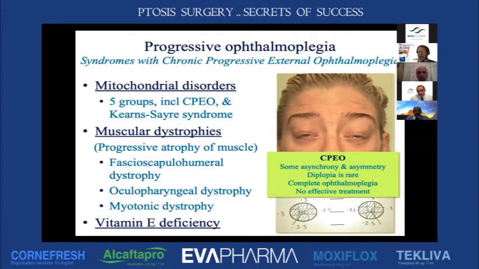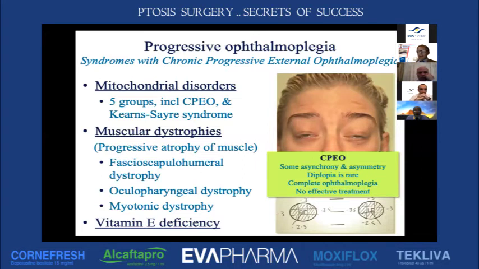And of course, Leber's. So they belong to the mitochondrial disorders, but we also have the muscular dystrophies, which is a progressive atrophy of the muscle. The one we're most familiar with is myotonic dystrophy, but of course we also have oculopharyngeal dystrophy and fascioscapulohumeral dystrophy. And then finally, something I only discovered recently is vitamin E deficiency. That tends to be more common in developing countries where there are fat absorption issues.